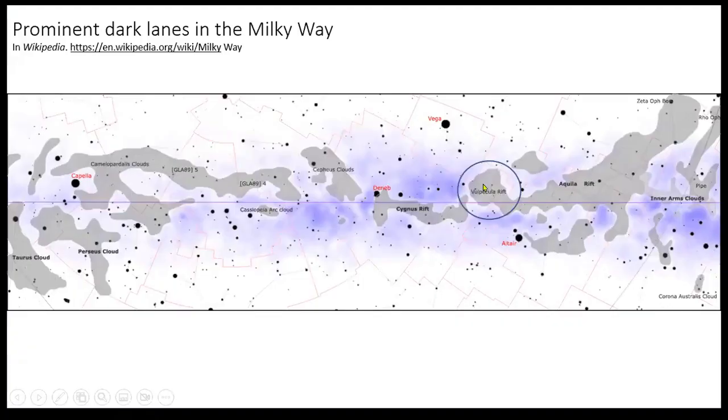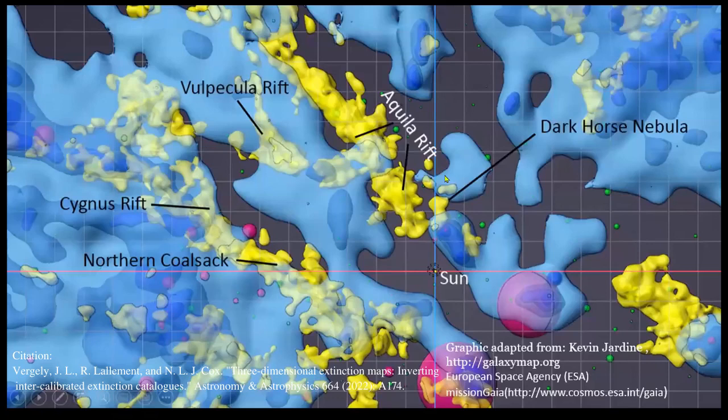And I found this on Wikipedia here. It also outlines the Vulpecula Rift as kind of a separate entity. Here's the Aquila Rift again. And moving towards Cygnus, you run into the Vulpecula Rift. Where's the Vulpecula Rift? In Jardine's data and based on the GAIA data, it's right here. So that's what he had labeled as Vulpecula. Okay, so you're moving away a little bit from the Aquila Rift.